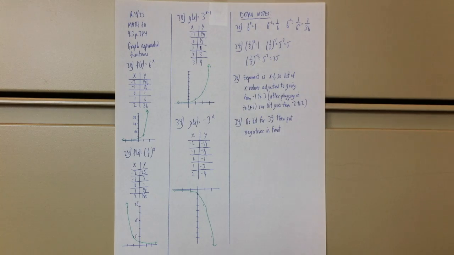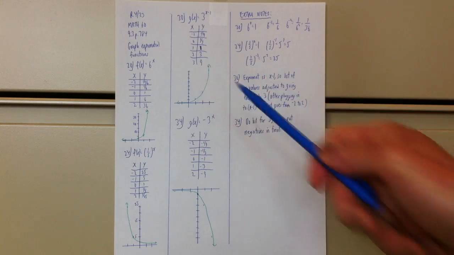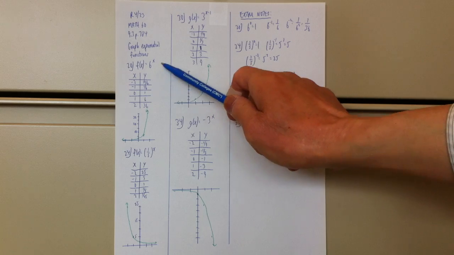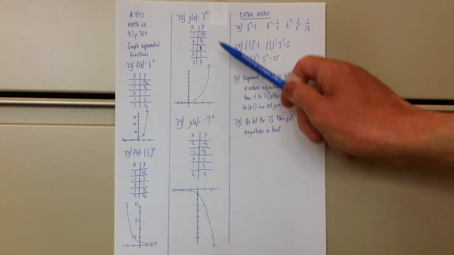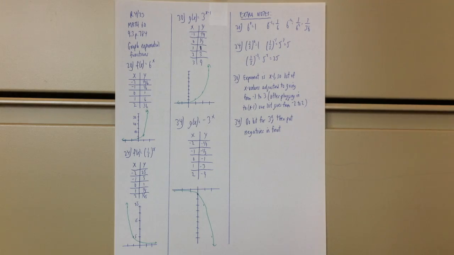An exponential function looks like a constant base raised to an exponent, and the exponent has the variable. So for instance, 6 to the x, 1/5 to the x, 3 to the x minus 1, negative 3 to the x, and so on. The key idea is that the exponent is the variable, has x in it. So these are called exponential functions, and we're going to be graphing these.